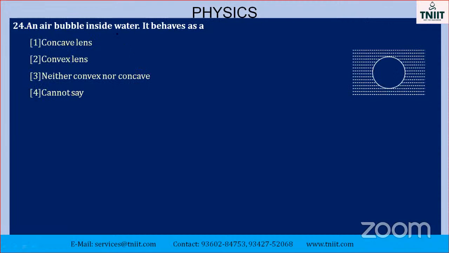An air bubble inside the water behaves like a concave lens. When the surrounding medium's refractive index becomes less, it changes the nature. So the air bubble, which you considered as a convex lens, becomes what? Concave lens.